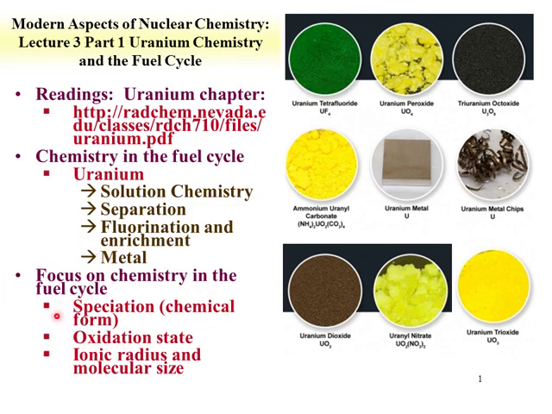We'll talk about speciation, the chemical form. This is in line with what we've discussed earlier. Oxidation state, how the oxidation state of uranium plays a role in its behavior. And something about the ionic radius and molecular size.